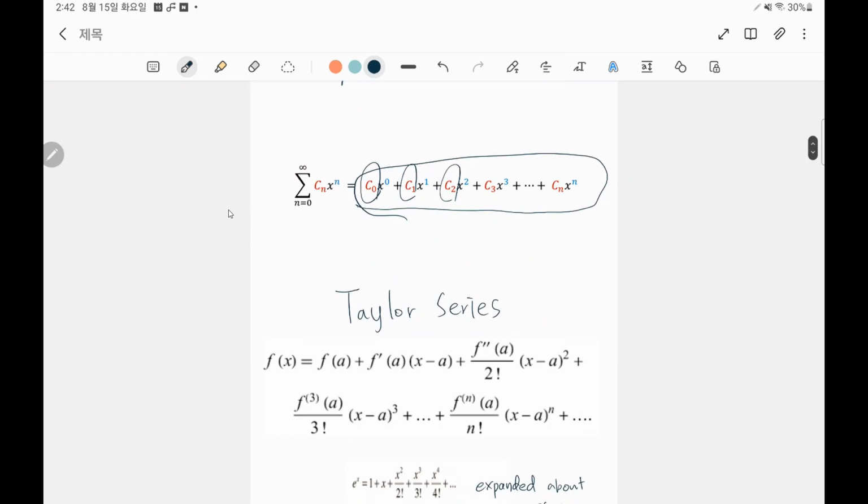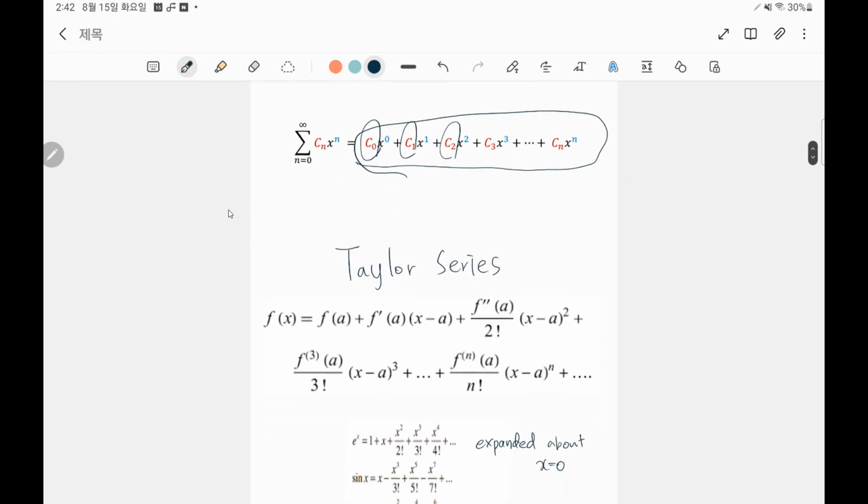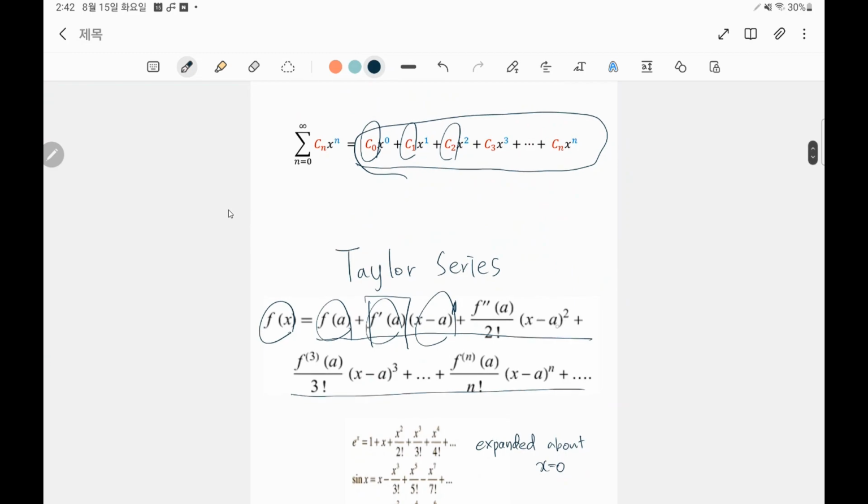The Taylor series is similar to the power series, but f(x), the original function we want to know, can be expressed in these terms here. If you expand it about x equals a, you get f(a), and you can get the coefficient, and x minus a to the 1 power, and x minus a to the second power, and dot dot dot, and so on. These are just coefficients, c1, c2, c3, etc. So they are very similar to the power series.